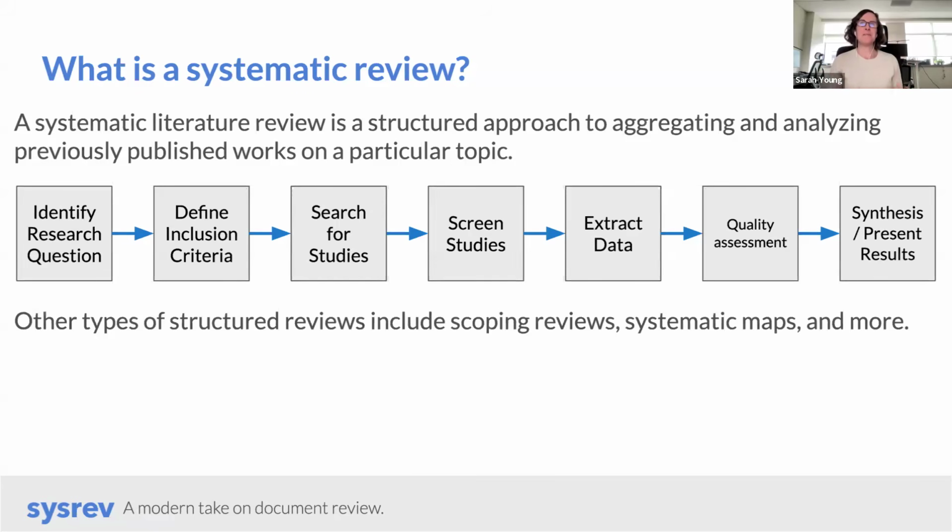There's a lot of other types of reviews that fall into this evidence synthesis umbrella, things like scoping reviews, systematic maps, and rapid reviews that take bits of these different steps and apply this structured approach as well.